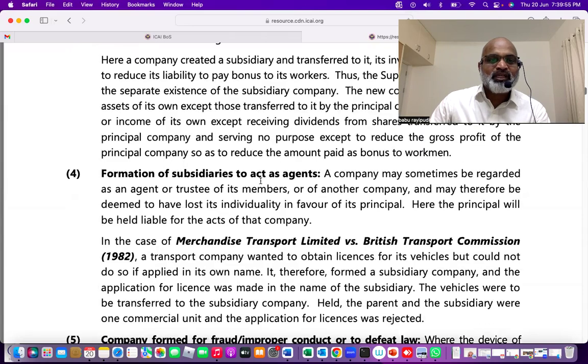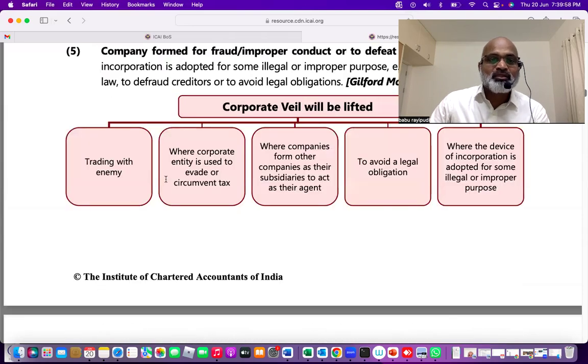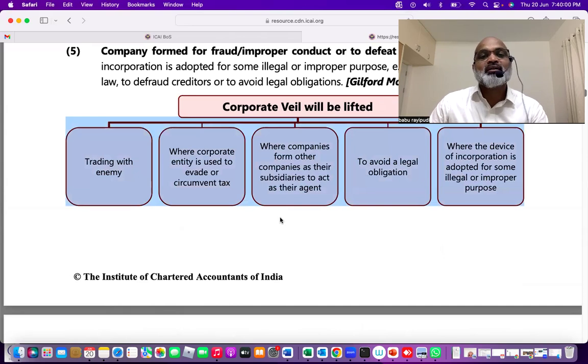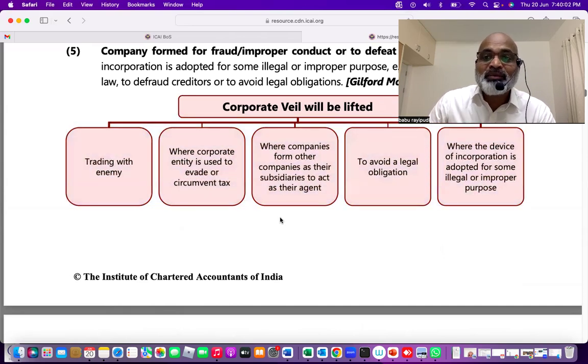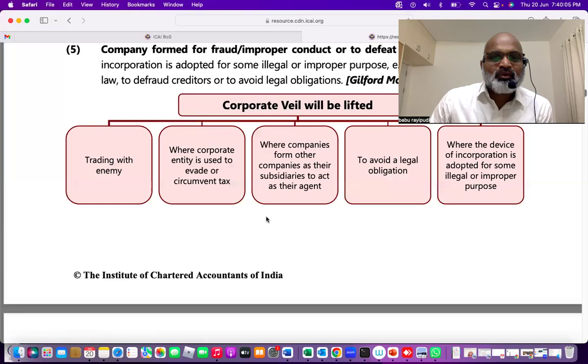Okay, briefly check the revision material. See here, this map is very important. Under what circumstances may the corporate veil be lifted? All right.